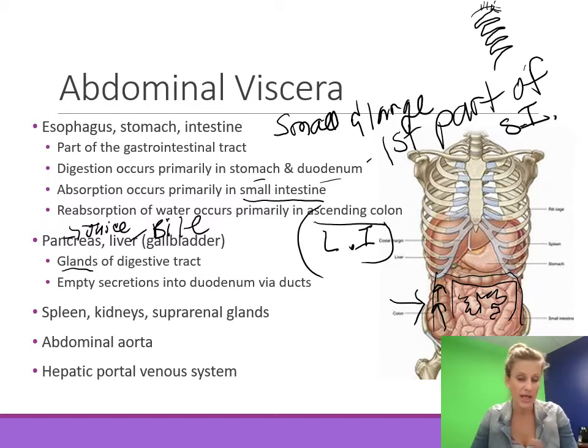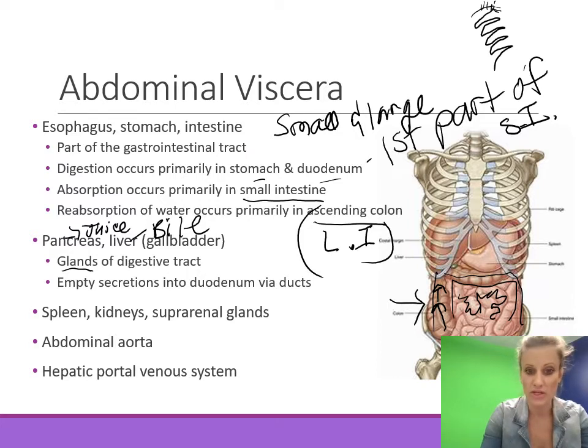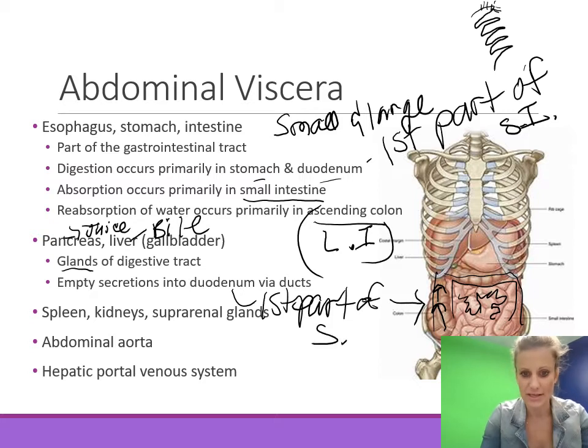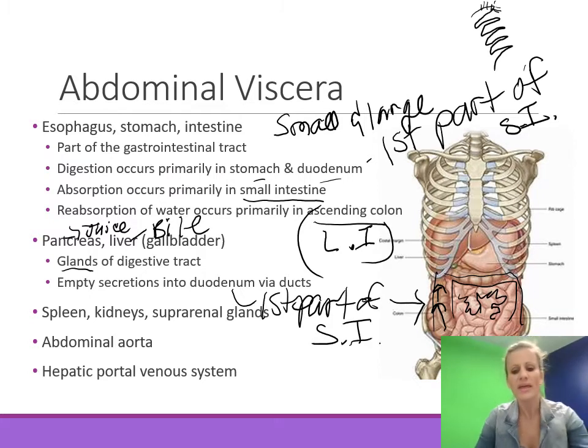Where the pancreatic juice and the bile get released into the digestive tract, they get released into the duodenum, which, remember, we said up here was the first part of the small intestine. And they get released via a system of ducts. The pancreas has the main pancreatic duct that empties into the duodenum, and then the bile duct comes from the gallbladder and empties into the duodenum.